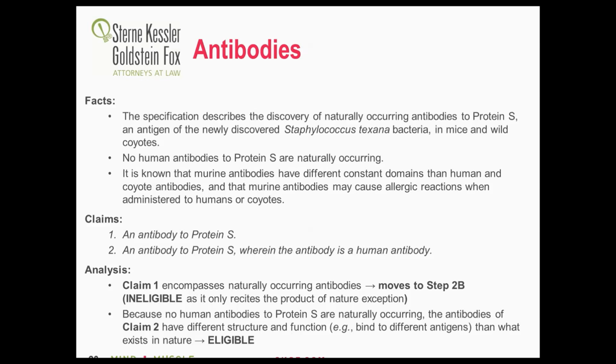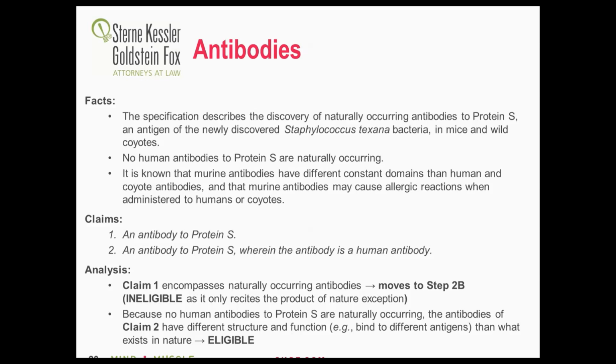Claim 2 is directed to an antibody to protein S, wherein the antibody is a human antibody. We learn from the fact pattern that an antibody against protein S is not known to occur in humans. So here the comparison would be between the claimed human antibody, which is the claimed nature-based product, and the naturally occurring antibody, which in this case would be the antibody from either mouse or coyotes. And given that the sequence of human antibodies differs from the sequence of mouse antibodies or coyote antibodies, there is a structural difference between the claimed product and the naturally occurring counterpart.